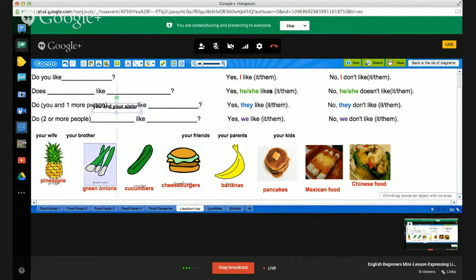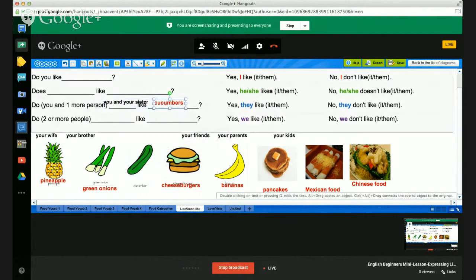Do you and your sister, and that's not big enough, but we'll fit it in there. Do you and your sister like cucumbers? Now, I have this flipped. I should actually have the we up here and not they. So we're going to have to kind of go diagonal here. So it would sound like this. Yes, we like them. Or no, we don't like them.